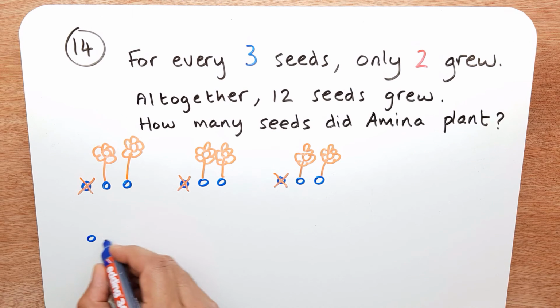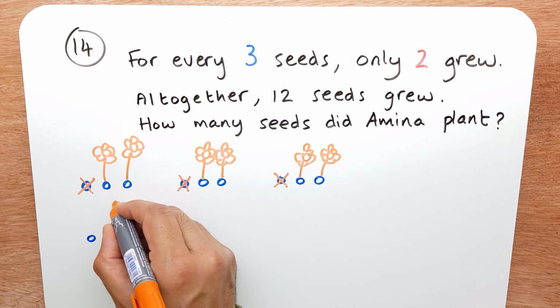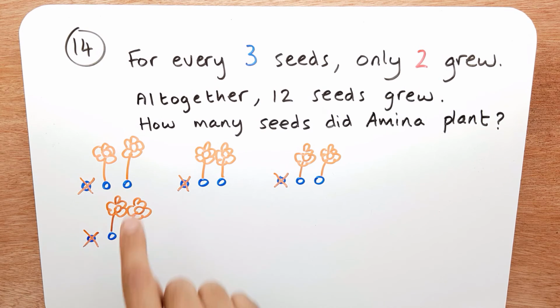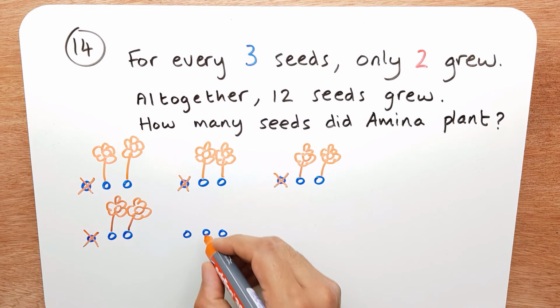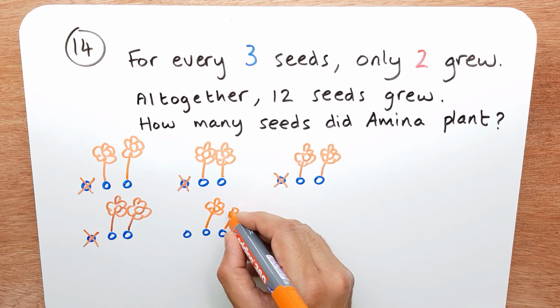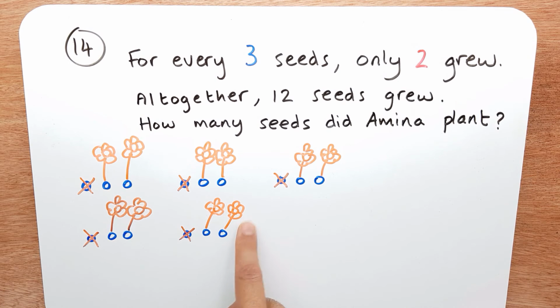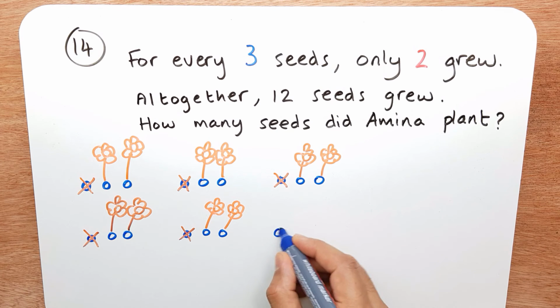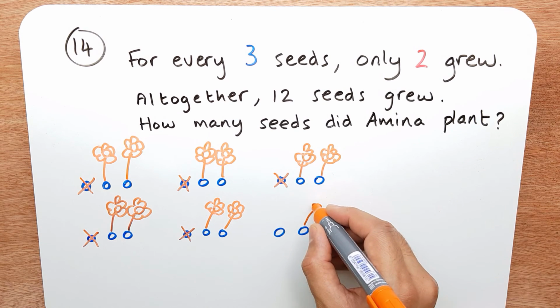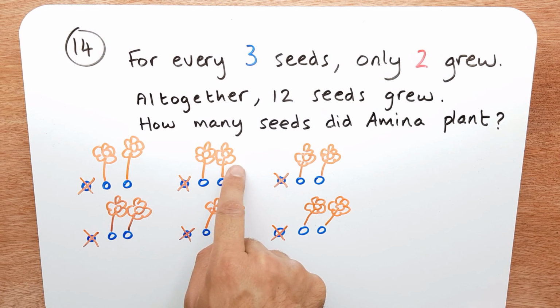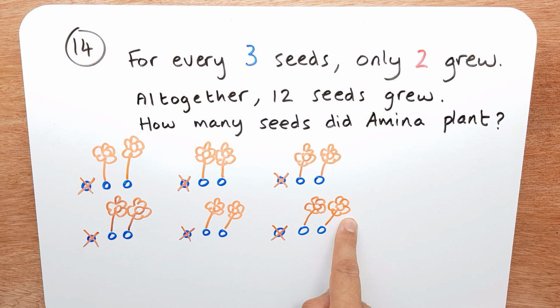So let's grow another 3 seeds. 1, 2, 3, and these 2 grow. And this one doesn't grow. So now we have 2, 4, 6, 8 seeds, but we want 12. So let's keep going. Let's grow another 3 seeds. 1, 2, 3, and these 2 will grow, and this seed will not grow. And now we have 2, 4, 6, 8, 10, and we need 12 seeds, so we need 2 more seeds to grow. So let's plant another 3. 1, 2, 3, and these 2 seeds will grow, and this seed will not grow. So now in total we have 2, 4, 6, 8, 10, 12 seeds that have grown.